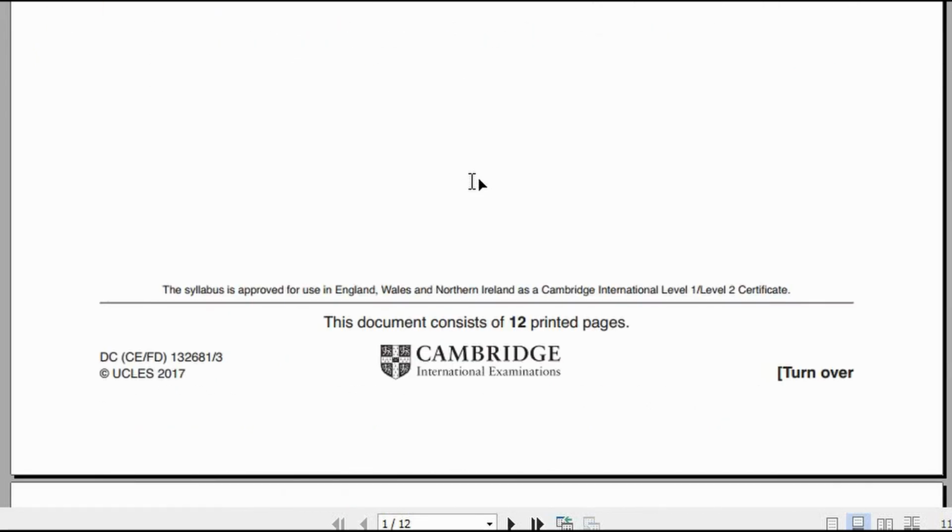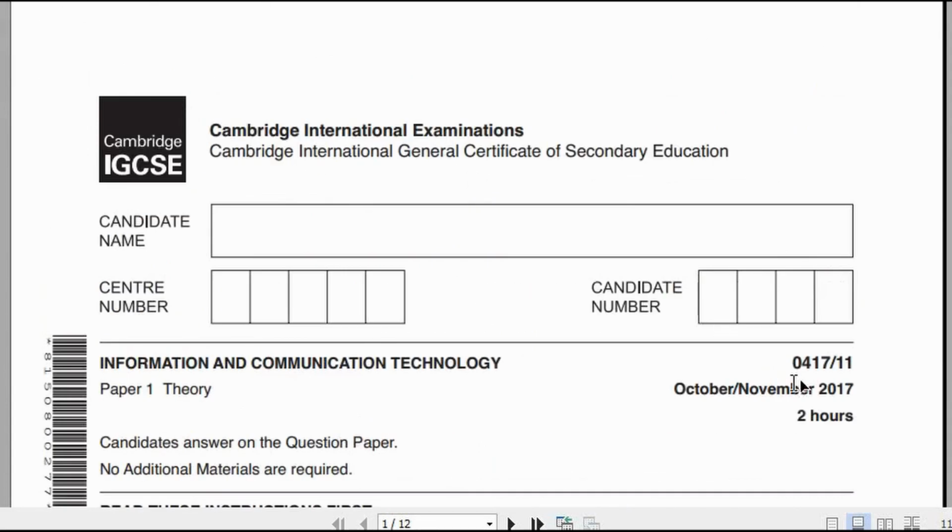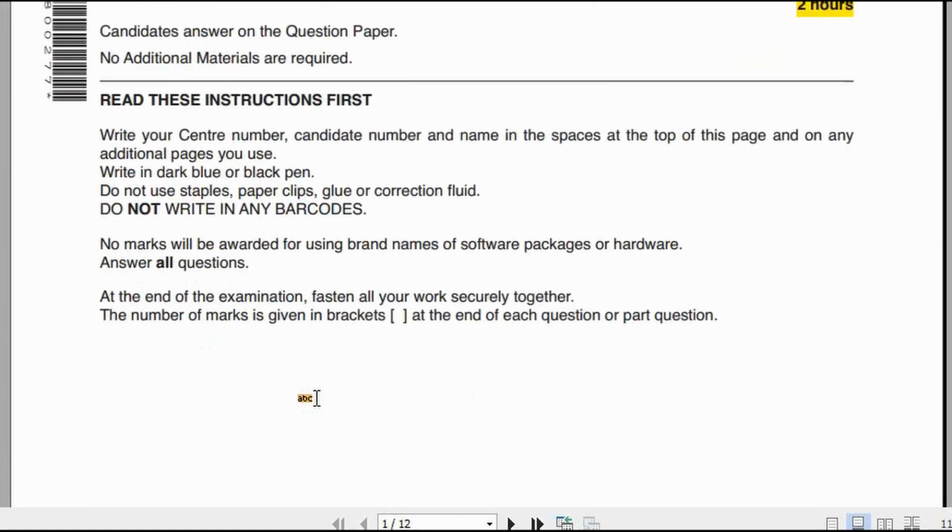So let's start straight away. I'm solving the 2017 October-November exam paper, and this is variant one, if you can see it here. So let's start.